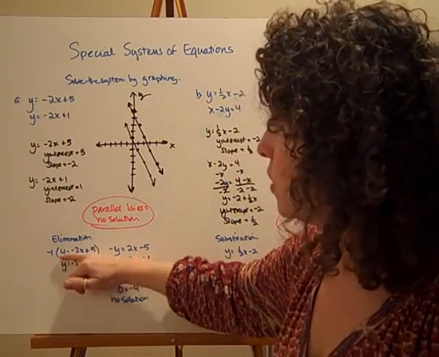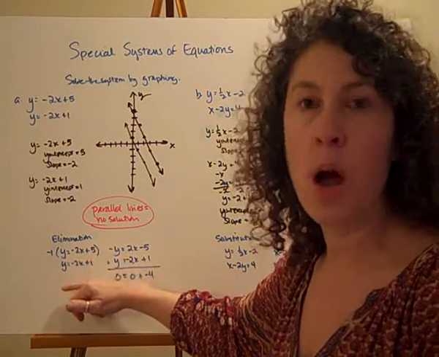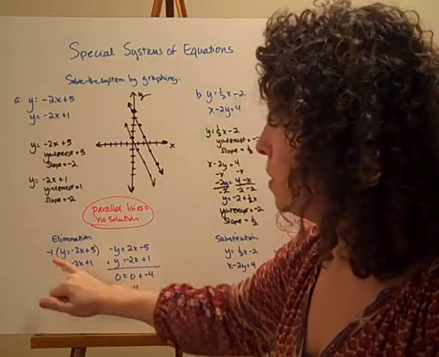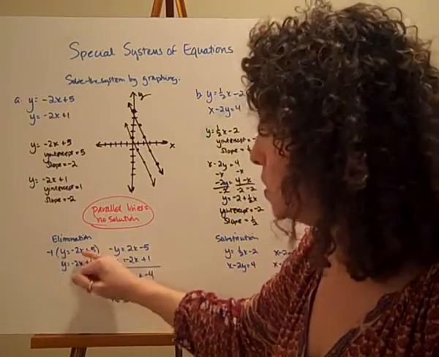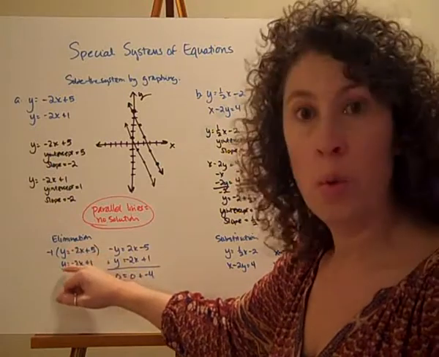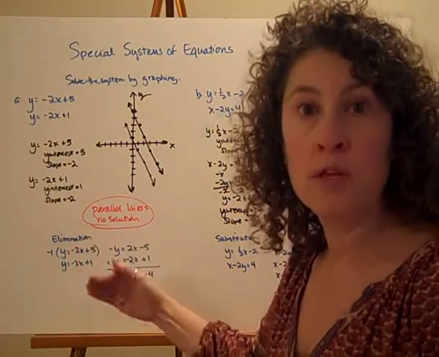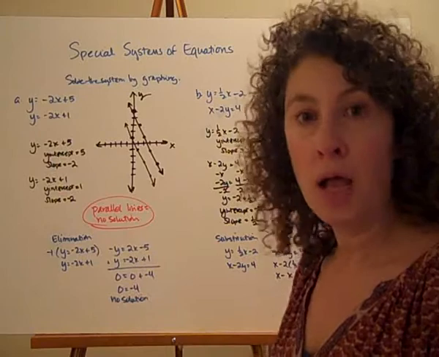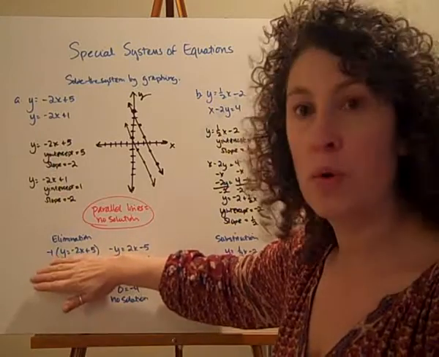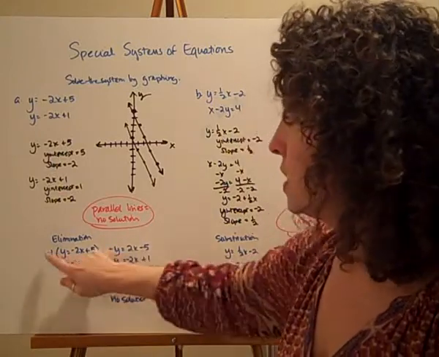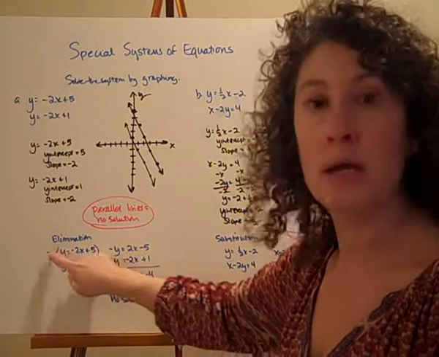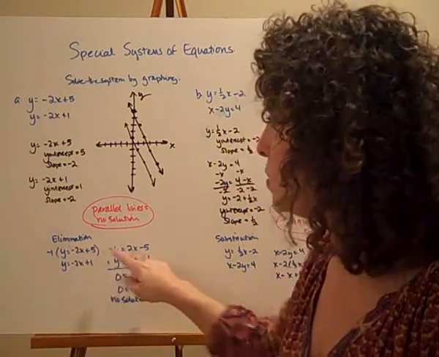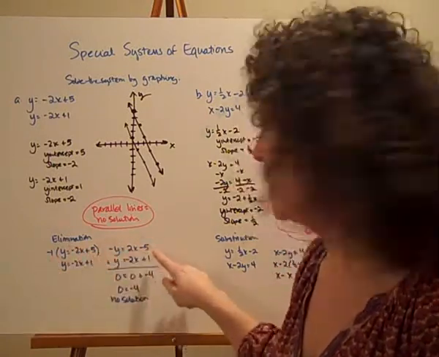In these two equations, I don't have any coefficients that are opposites of each other. But I do have some that are very close. So for instance, this is 1y and 1y. So if I multiply one of the equations by a negative 1, I'll have opposites. So I'm going to multiply this first equation by negative 1. So negative 1 times y, negative 1 times negative 2x gives positive 2x, negative 1 times 5 gives me negative 5.